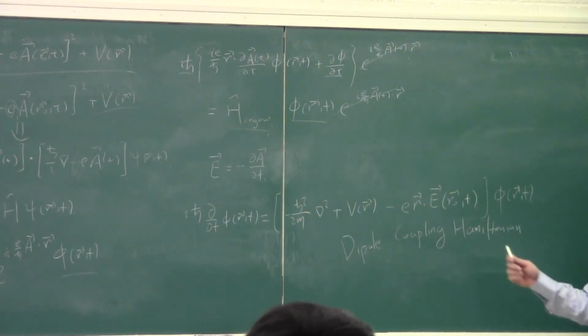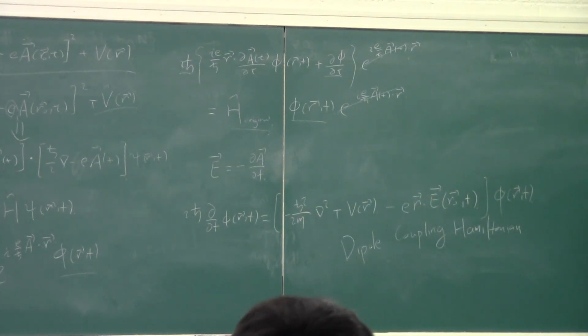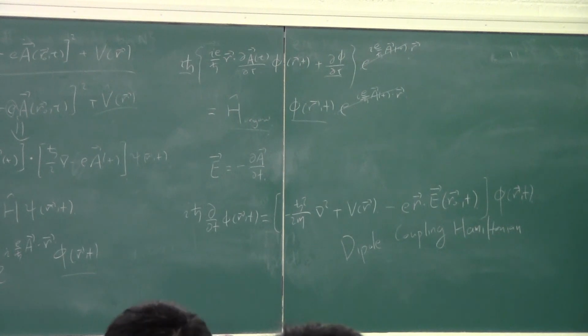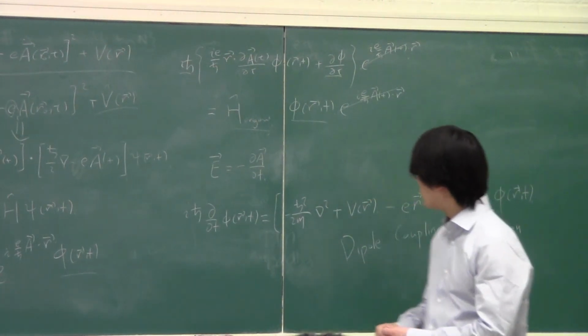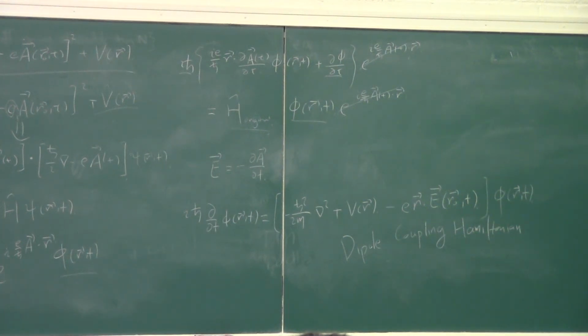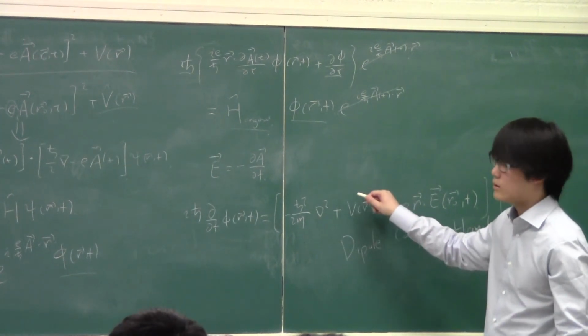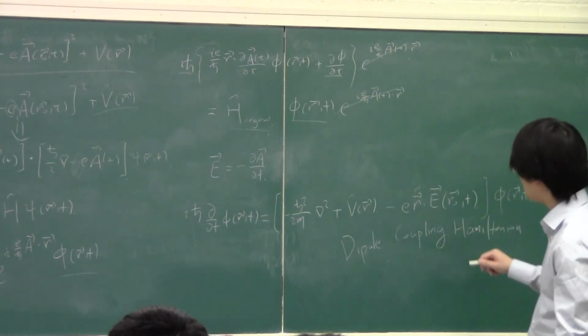Okay, so that's the dipole coupling Hamiltonian, and this part is done. So we move on to the next part, and now you notice that over here, everything about the atom has been quantized. Right? All these R's you should interpret as operators now. Right? These are all operators.